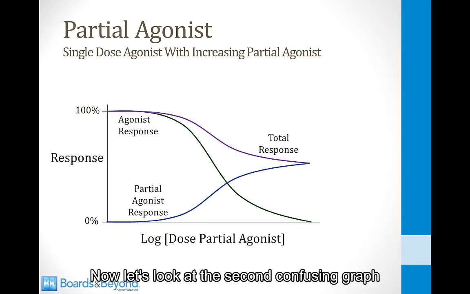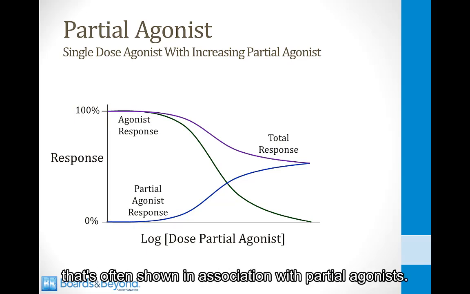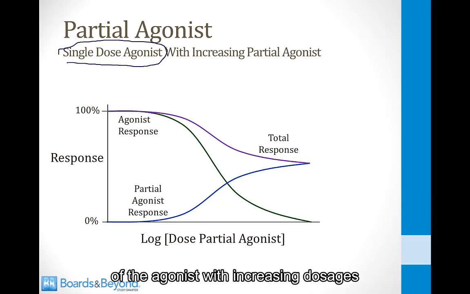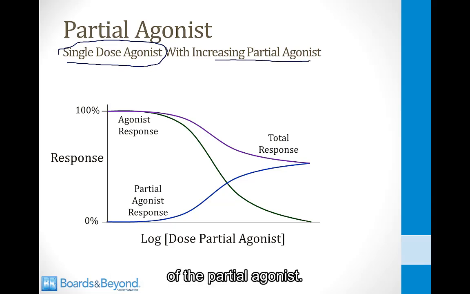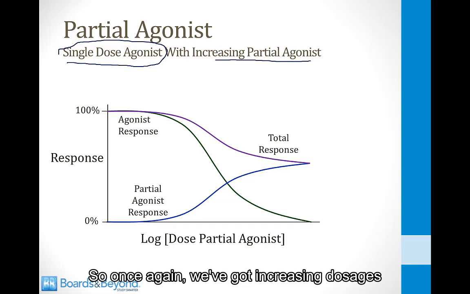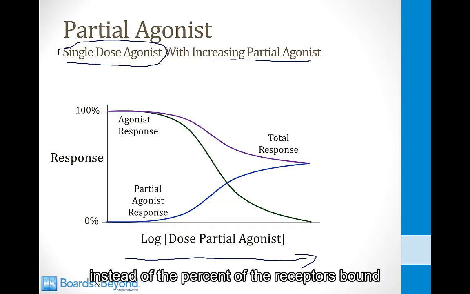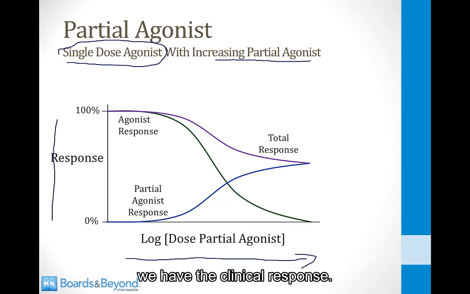Now let's look at the second confusing graph that's often shown in association with partial agonists. And once again, this graph describes a single dose of the agonist with increasing dosages of the partial agonist. So once again, we've got increasing dosages of the partial agonist along the x-axis. But this time on the y-axis, instead of the percent of the receptors bound, we have the clinical response.